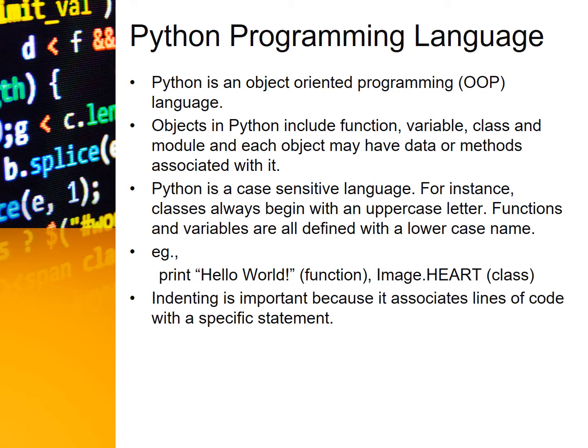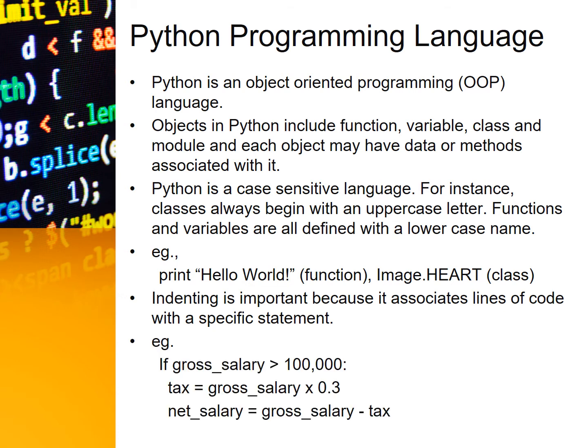Now, another thing to remember for Python programming is indenting. It's important because it associates lines of code with a specific statement. So let's look at an example. We're using an if statement there, which we'll talk about later, but it looks at whether conditions are true or false. If gross salary is greater than 100,000, now see there's a colon at the end. That means that it's a statement and there are going to be indented lines underneath it that refer directly to that statement. If you don't indent them, then the program will just see them as extra lines of code and ignore that they should be following that statement.